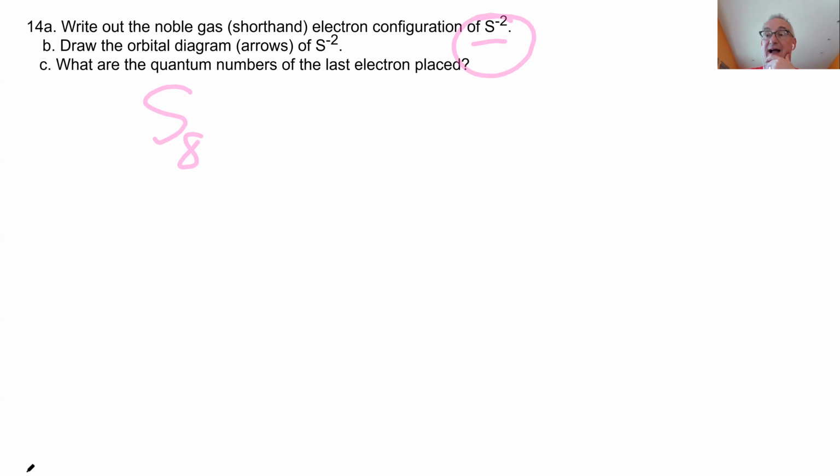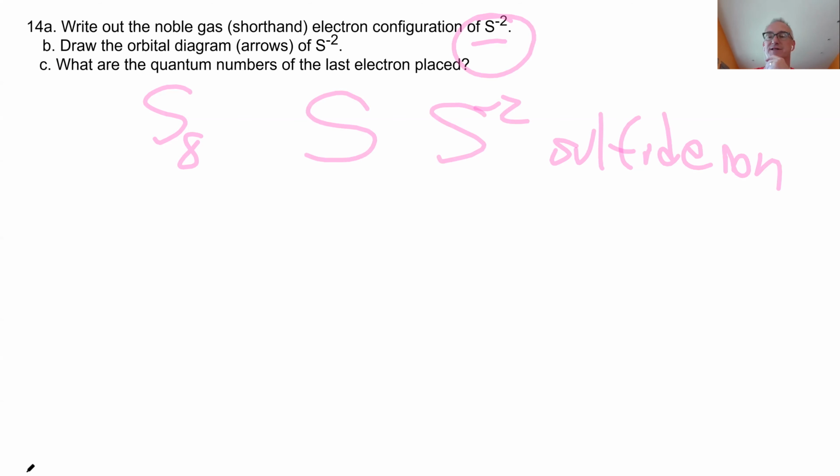Sulfide ion, right? It's sulfide ion. So it's not sulfur. That would be sulfur. This is sulfide ion. How many electrons does sulfide ion have? There's more than 10; oxide ion is 10. 16 plus 2, that's right. Sulfur has 16 electrons. Sulfide has how many? 18. So sulfide ion has 18 electrons.